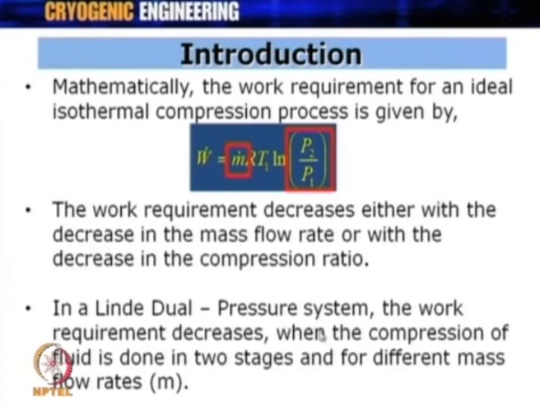In a Linde dual pressure system, the work requirement decreases when the compression of a fluid is done in two stages and for different mass flow rates. So, if I want to go for a very high pressure, I will not go to that high pressure in one shot, but I will go in two stages. This is known as compounding of the compressor, or having two or three different stages of compression. Also, in each stage we will control the value of m dot. So, we want to minimize the work input to the compressor by playing with these parameters m dot and P2 by P1, and this is the real basis of the Linde dual pressure system. How it is done, we will see in the coming slides.